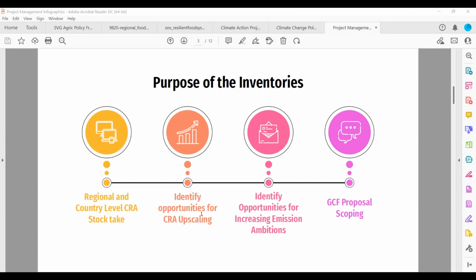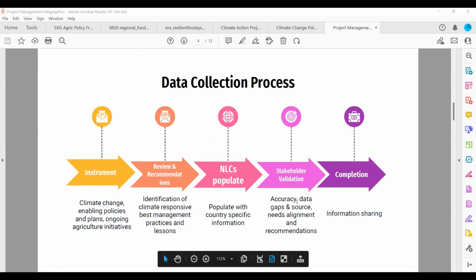Identify opportunities for increasing emission ambitions. So one of the objectives of this project was to see how agriculture is now positioned in the NDCs and how we can better align it to assist with emission reductions at the country level and to position it for funding in a better light and more aligned with the goals of the NDC and of course the GCF funding mechanisms. And as said, GCF scoping.